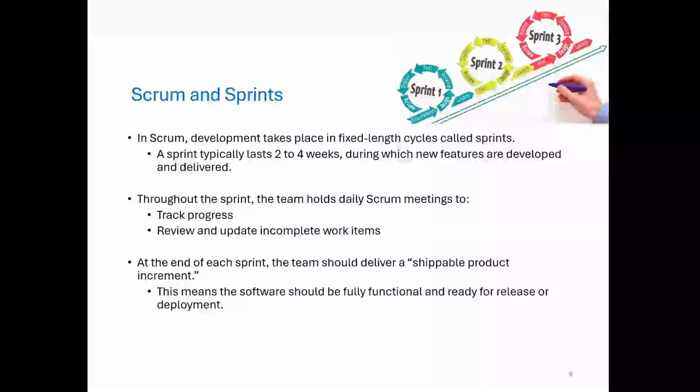At the end of the sprint, the team should deliver a potentially shippable product increment, so a working feature or improvement, fully tested and integrated, ready for release if needed. So even if the business chooses not to release it, the increment should be of high quality and deployment ready. This enforces discipline and keeps the codebase production worthy at all times.